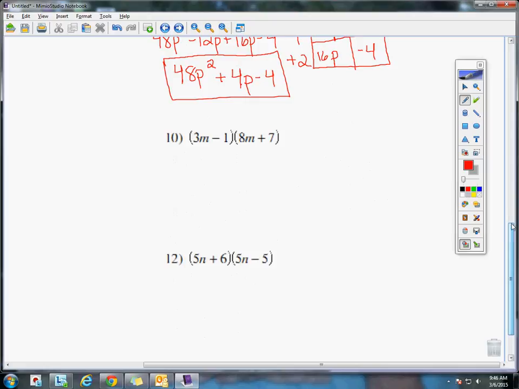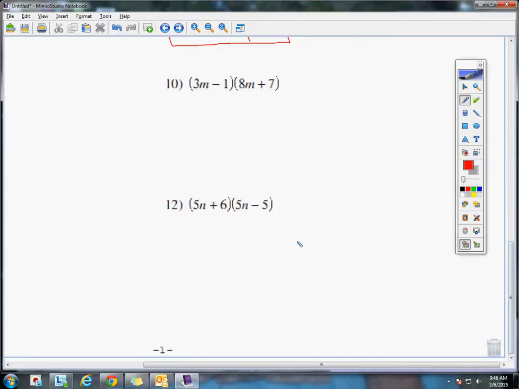Alright, number 12. Again, just like number 8, you have two binomials. We're going to multiply those out. So I'm going to do my box. I have, what do I have? 5n plus 6. 5n minus 5. And we're going to multiply. So 5 times 5 is 25. N times n is n squared.